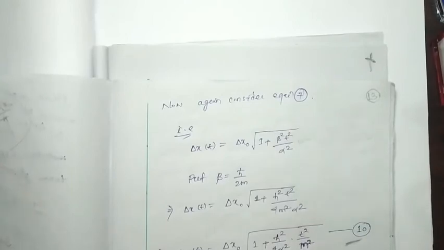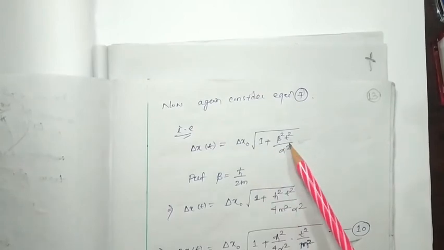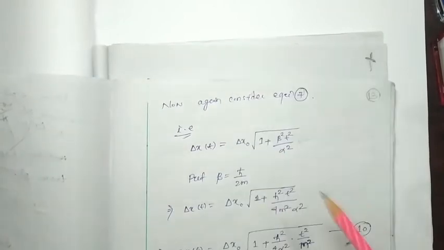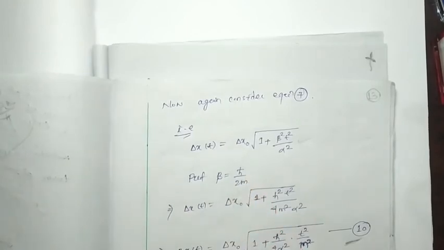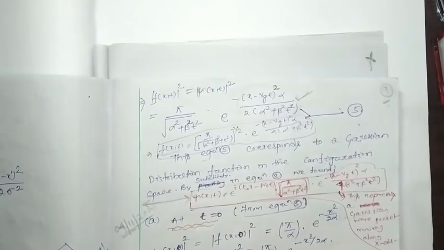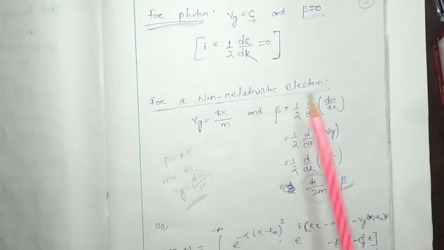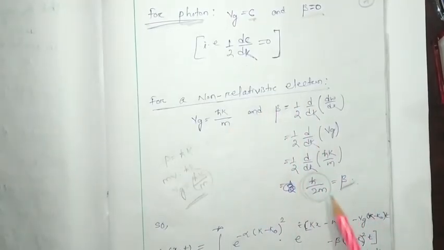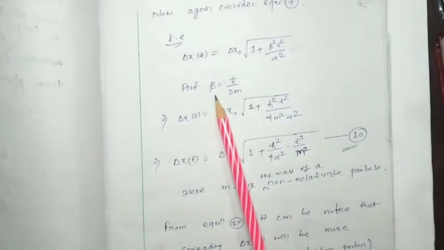Okay, that is Δx(t) will be equal to Δx0 root over 1 plus β² t² by α². Now put β equal to ħ by 2m. Already we have found that the β value is nothing but ħ by 2m, for a non-relativistic electron. This value I am going to put over here.